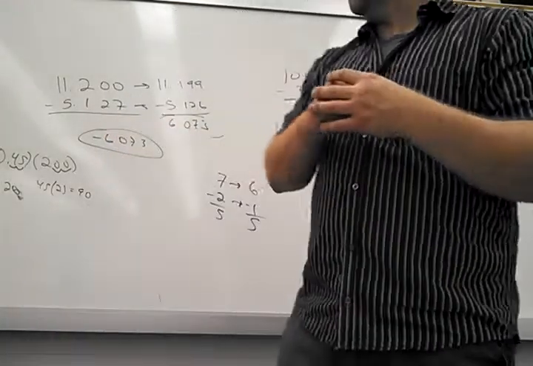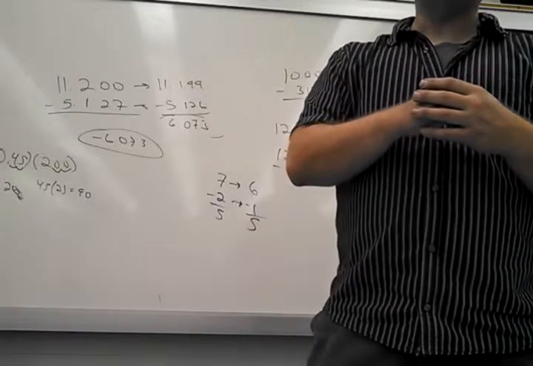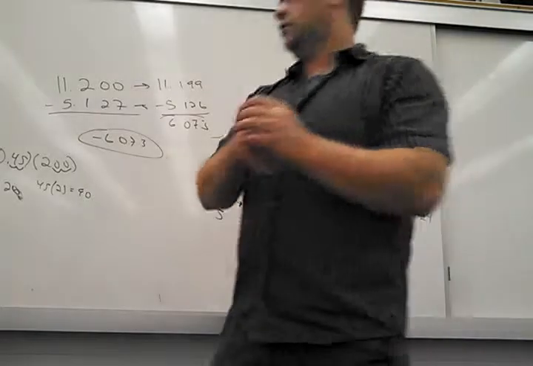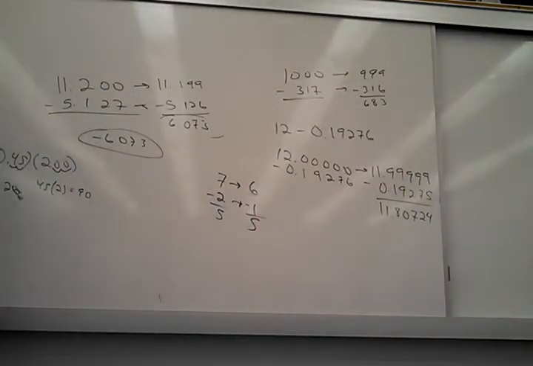So does this side of the problem always move to... no. So if I had a problem like 5,000 times 0.03, right?